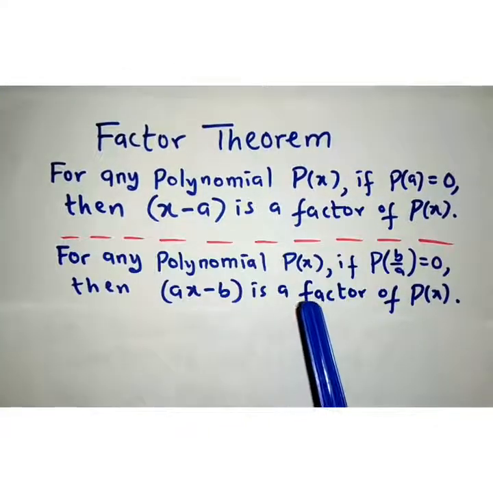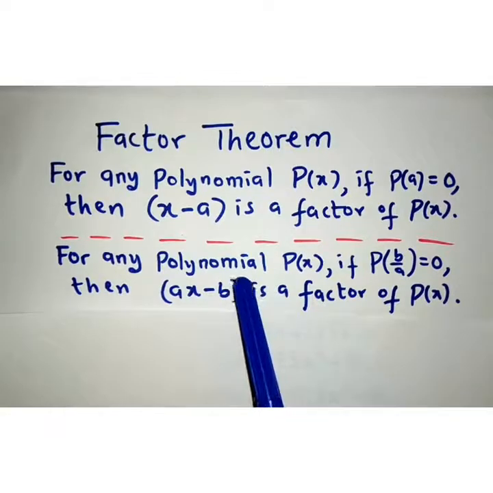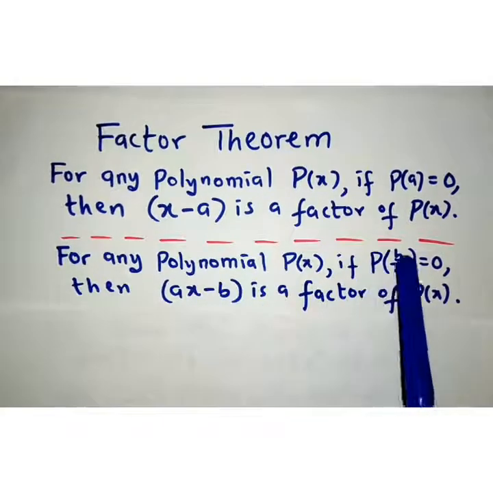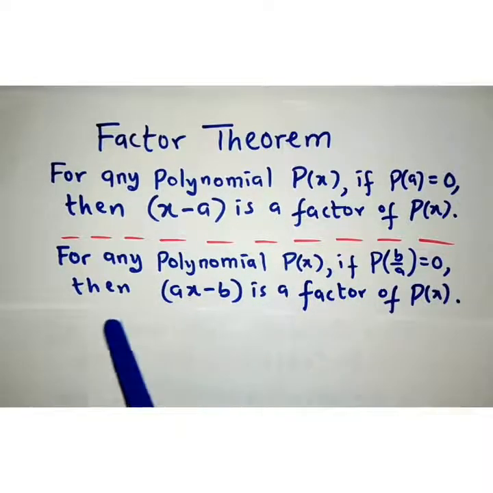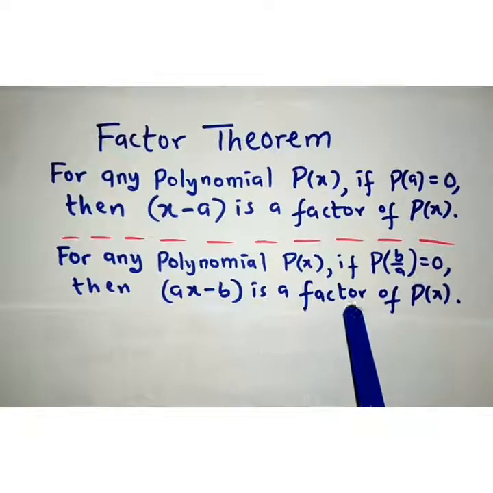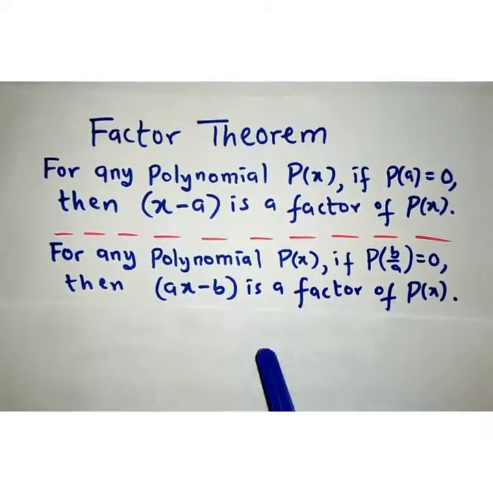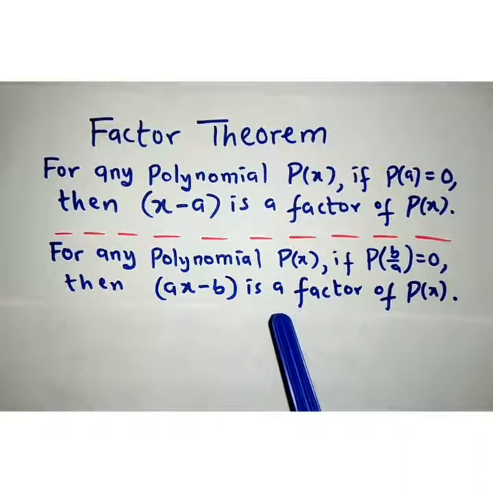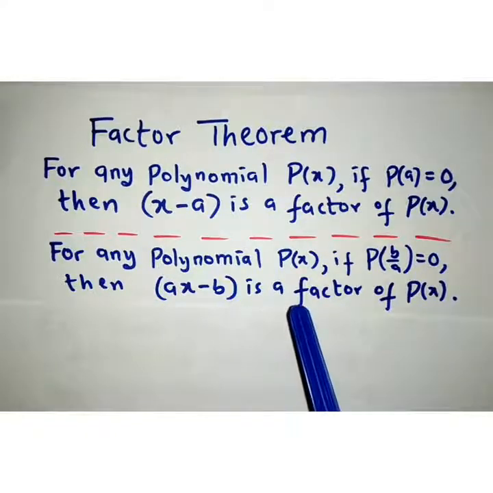The extended form of the factor theorem states that for any polynomial p of x, if p of b over a equals 0, then ax minus b is a factor of p of x. Now let's see some examples on how to apply the factor theorem.